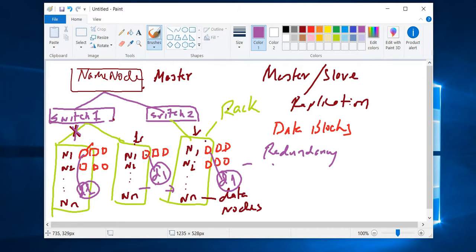Okay, so we got actually familiarity with a few other things, such as like the data blocks and the redundancy.